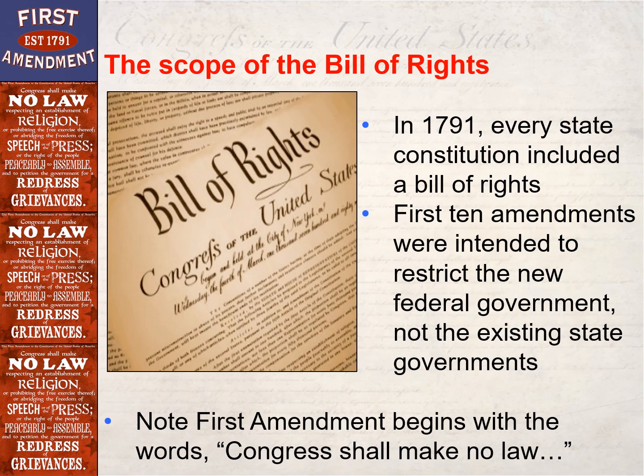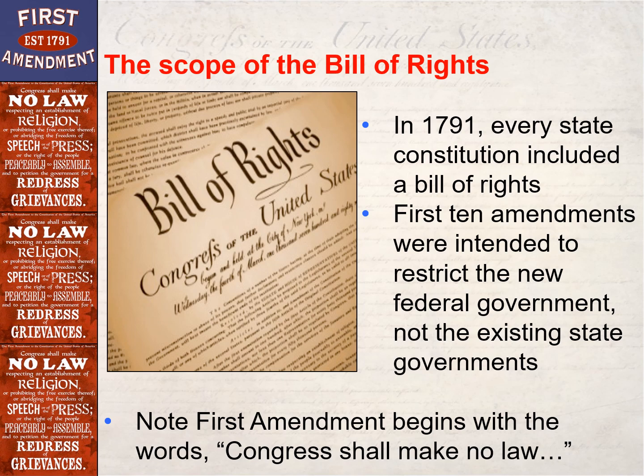So in looking at the scope of the Bill of Rights, I need you to understand that when those 10 were ratified by the states by 1791, keep in mind that every other state, all 13 of them, had a constitution and they had a Bill of Rights too, okay? You can go back and look up Georgia's original constitution, and it probably said something about free speech for Georgians or the right to bear arms for Georgians. But in terms of the federal government, these first 10 amendments were intended to restrict the new federal government, not the existing state governments.